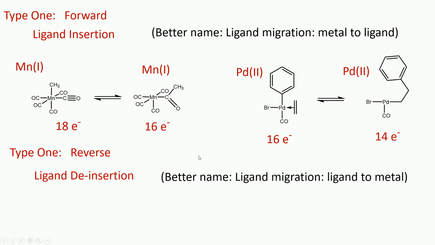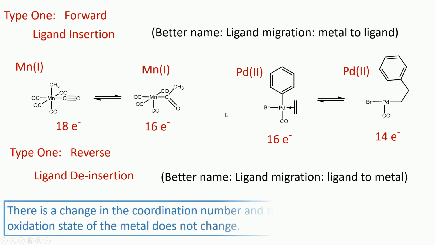The reverse reaction would be deinserting the ligand, or a better way of thinking of it is saying the migration goes the other way. If we want to do the reverse reaction here, the methyl would move from the acyl compound over to the manganese. In this example over here, the phenyl would move from the alkyl group over here to the palladium, reforming the alkene. Now, what's the summary here?